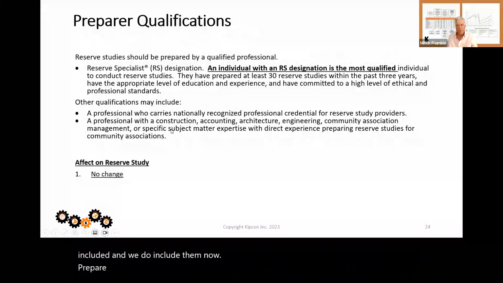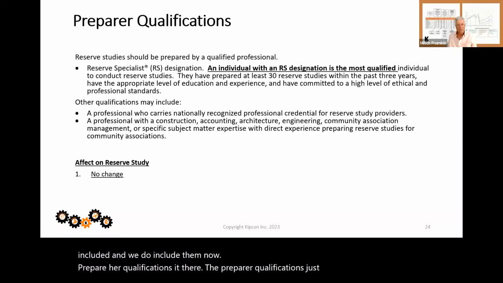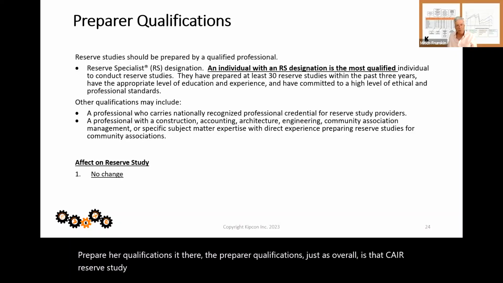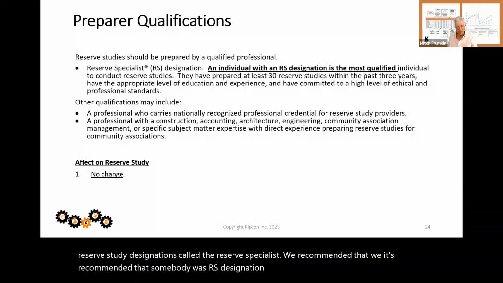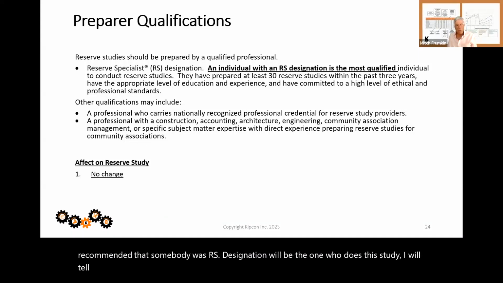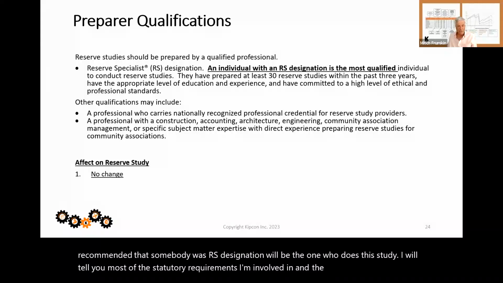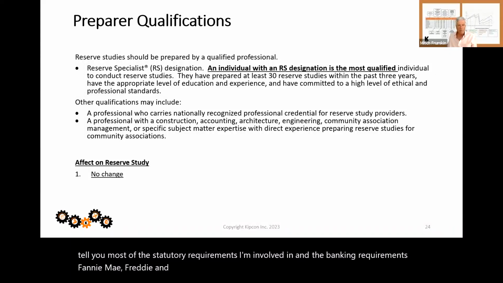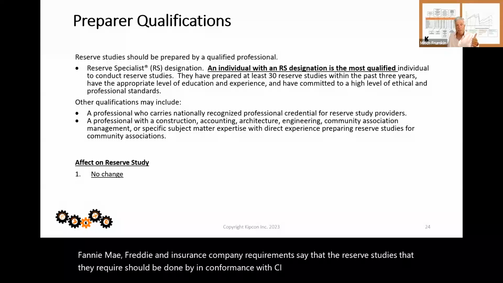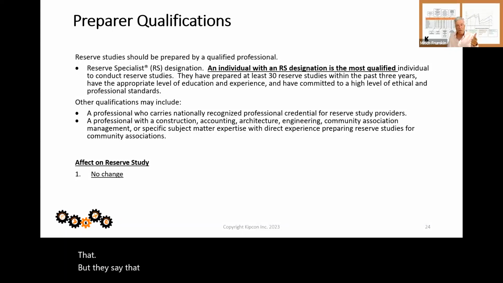Preparer qualifications. The preparer qualifications, just as an overall, is that CAI has a reserve study designation. It's called the reserve specialist. It's recommended that somebody who has the RS designation be the one who does the study. I will tell you, most of the statutory requirements I'm involved in and the banking requirements, Fannie Mae, Freddie, and insurance company requirements say that the reserve studies that they require should be done in conformance with CAI standards. They all say that. But they say that the qualifications of the preparer should be an RS or equivalent.